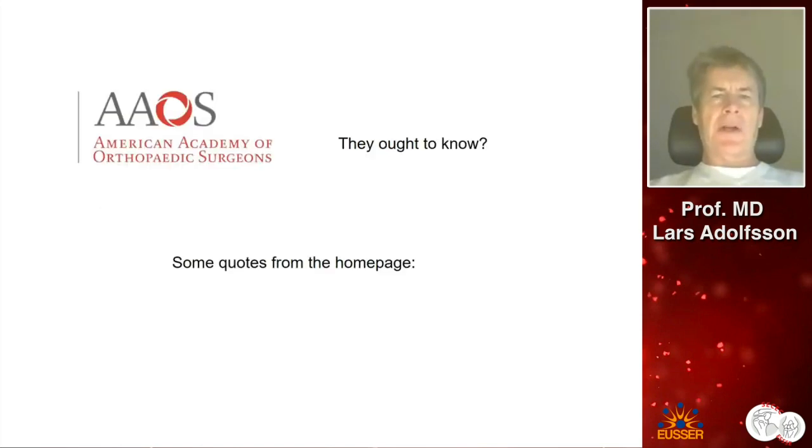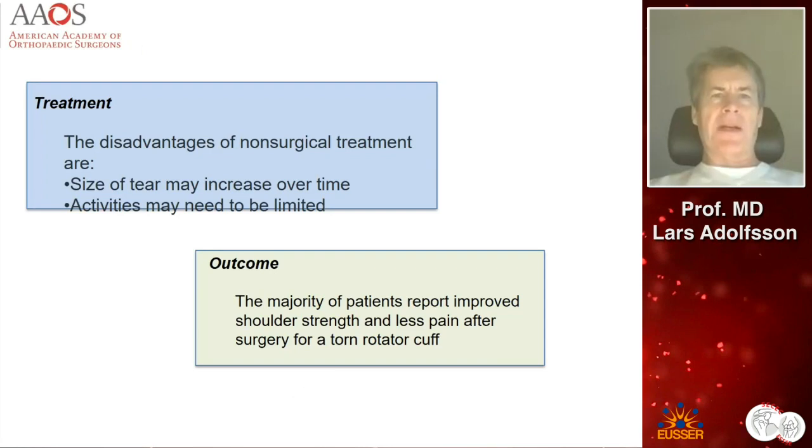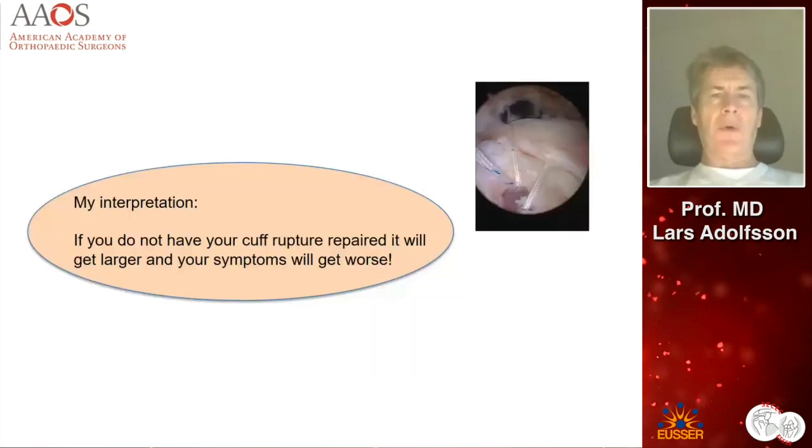I checked out the American Academy of Orthopedic Surgeons homepage because I thought they ought to know. And I picked out some quotes. For instance, they say if you have a rotator cuff rupture and keep using your arm, you're going to get worse. They also maintain that non-surgical treatment would lead to an increased tear size and your activities may be limited, while on the other hand, if you get operated, you usually do well. So my only interpretation of this is that they strongly advocate surgery for rotator cuff tear.